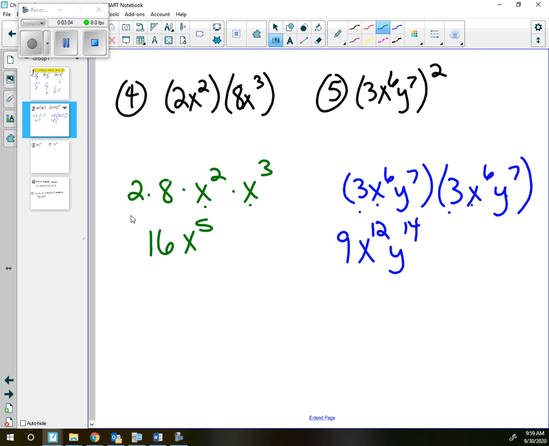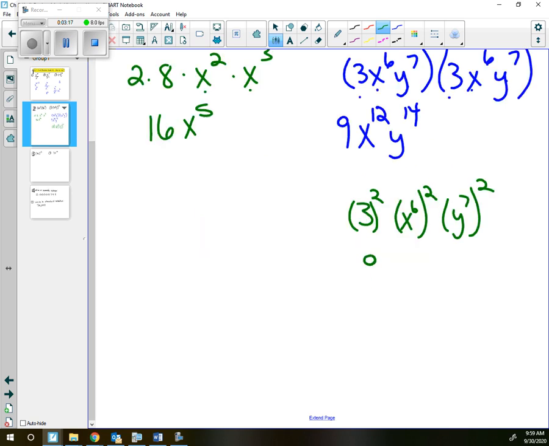Another way to think of it is take each of those bases on the inside and you're going to raise them to the 2nd power. So I would take every single one of the bases on the inside and I'd have to square them. That means I need to square the 3, which is 9. Power to a power. Do you remember the rule for that for exponents? Power to a power, 6 times 2, that would be x to the 12th, and then 7 times 2, that would be y to the 14th.